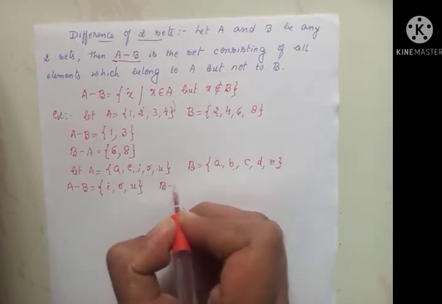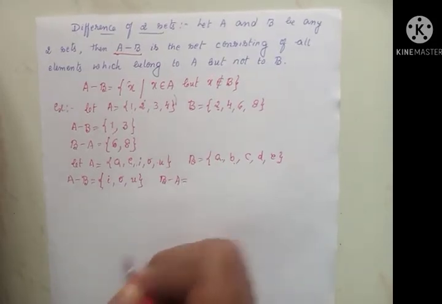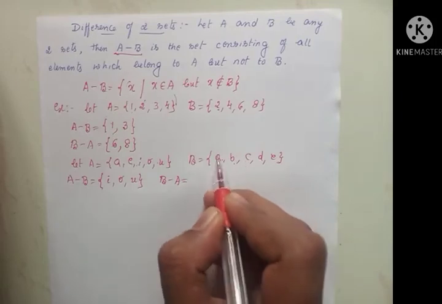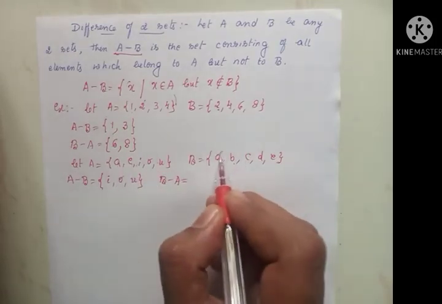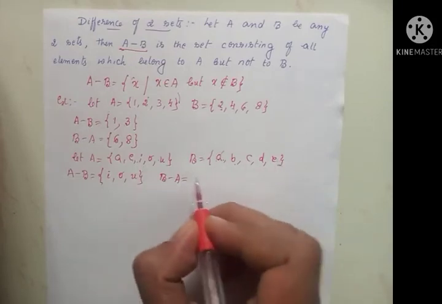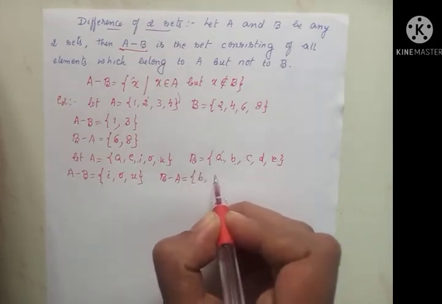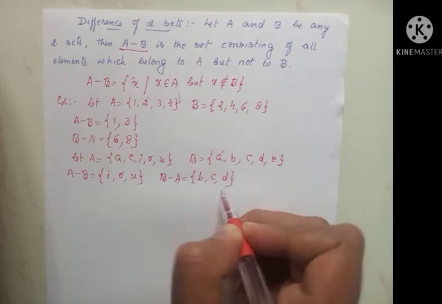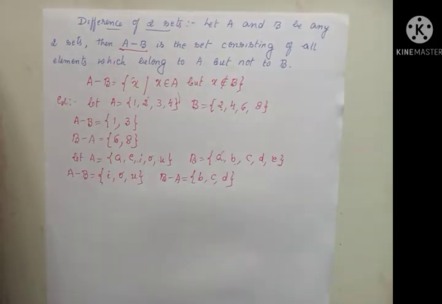Then B minus A. You have to write the elements of B which are not in A. So a, that is there, you can't write it. Then e is there. Then the remaining you can write: b, c, d. I hope the difference between two sets is clear here.